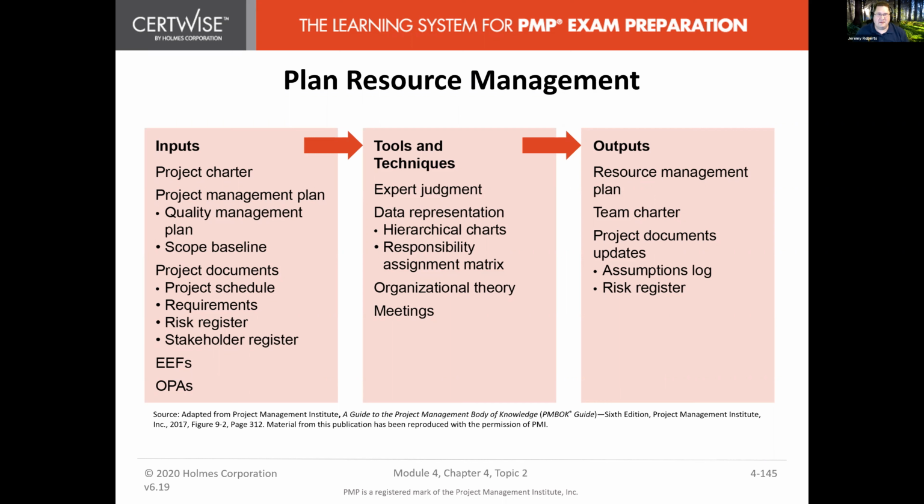Project management plan, of course, we're going to need several things from that. Our quality management plan, our scope baseline, and then, of course, our project documents need several documents from there. Our project schedule, our requirements, risk register, and stakeholder register. And of course, we have our EEFs, our enterprise environmental factors, and our OPAs, organizational process assets.